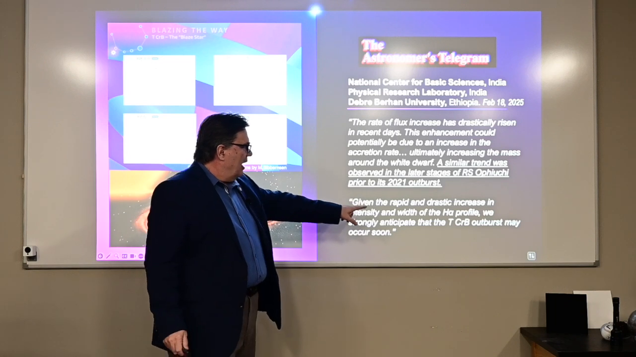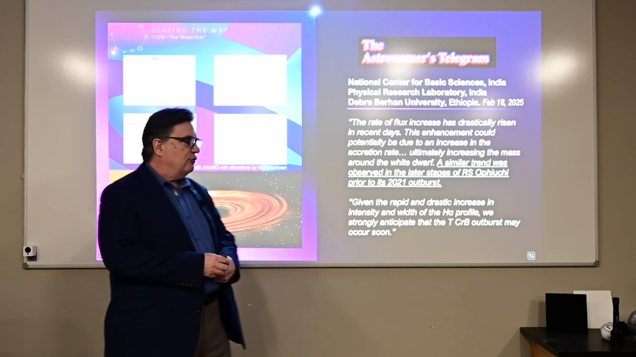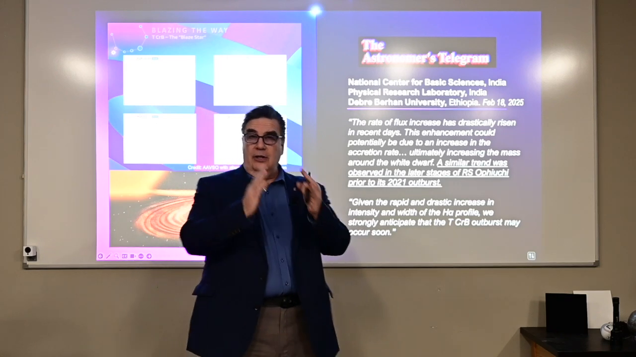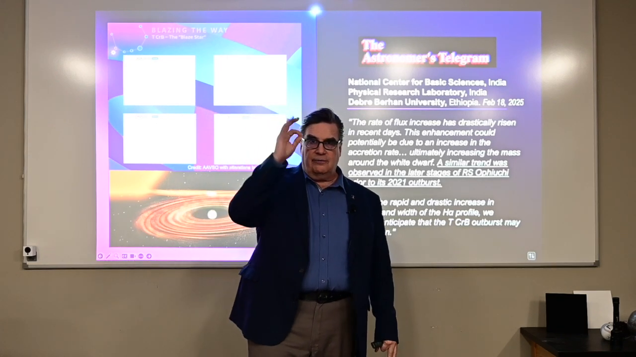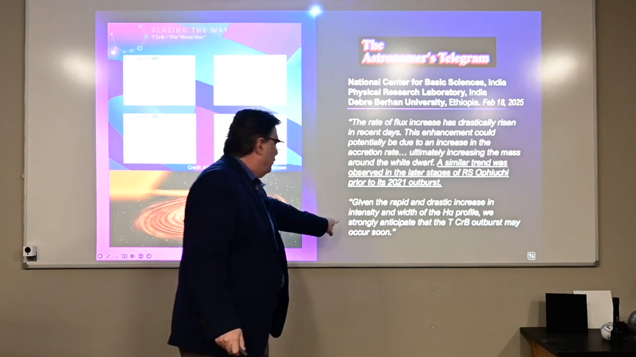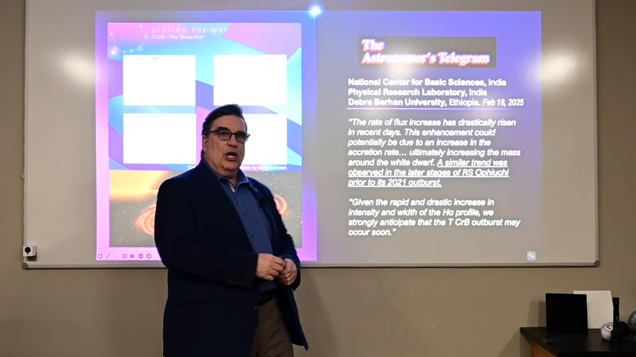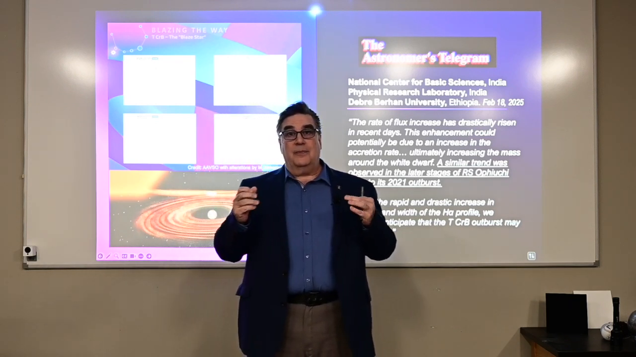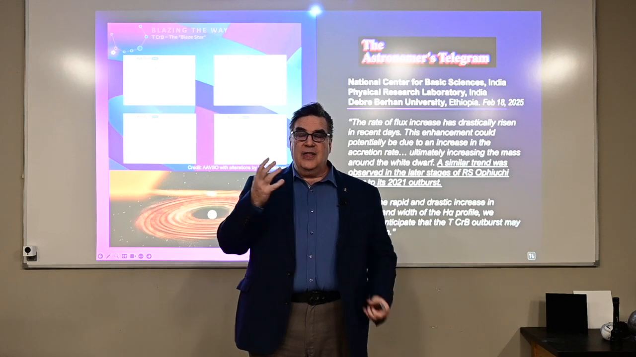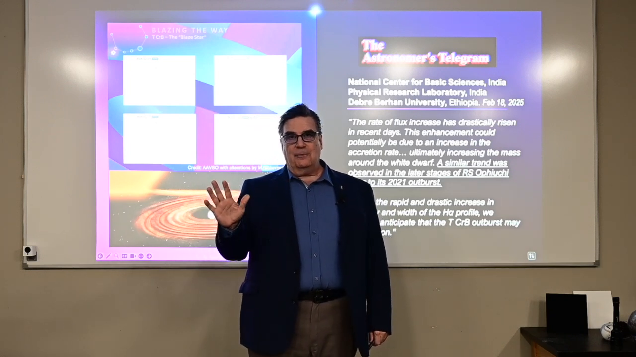"Given the rapid and drastic increase in intensity and width within the hydrogen alpha profile," so they're basically looking in a very narrow bandwidth of the electromagnetic spectrum, 656 nanometers, "we strongly anticipate that the TCRB outburst may occur soon." These folks are sure that this star is going to go nova at any time now.